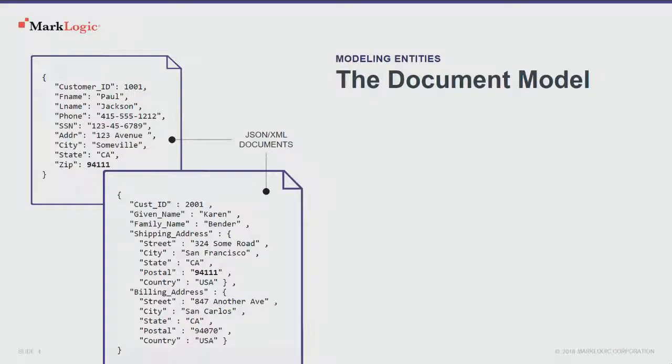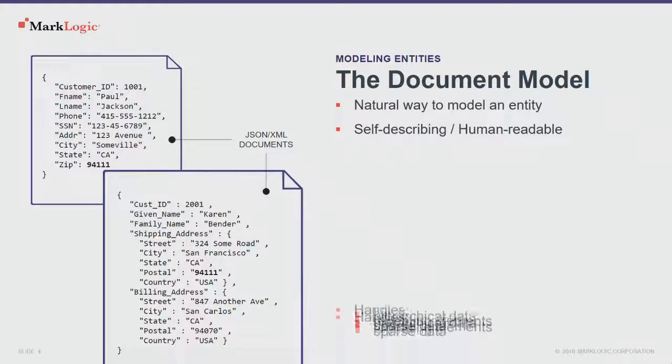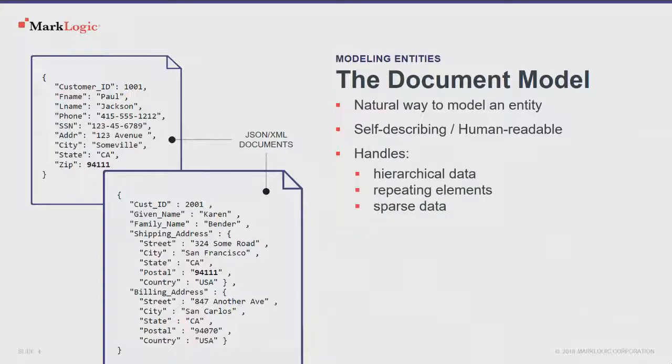So we start with the document model. The document model, that's a JSON document or an XML document. It's a very natural way to model an entity. That's a thing, a customer, an order, a line item, a product, a transaction. It's self-describing. That means it's human readable as well as program readable. And the document model is very good at handling things like hierarchical data, repeating elements, sparse data, the kinds of things that relational databases are very, very poor at.